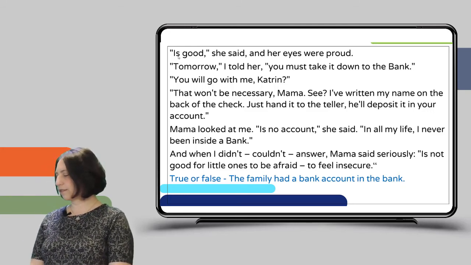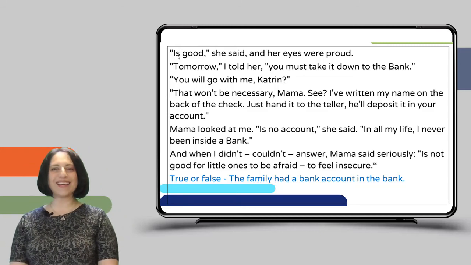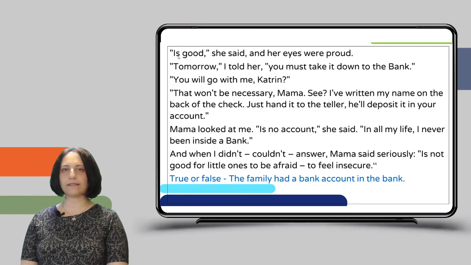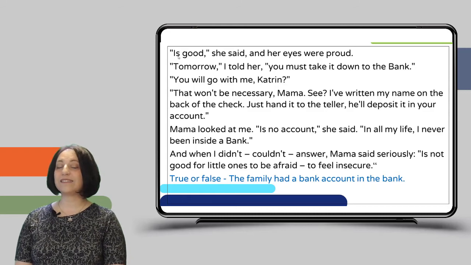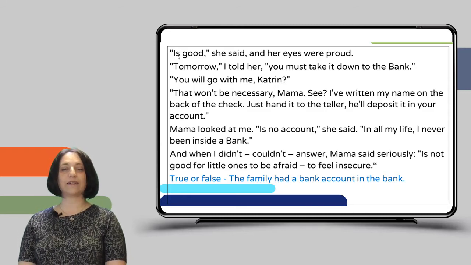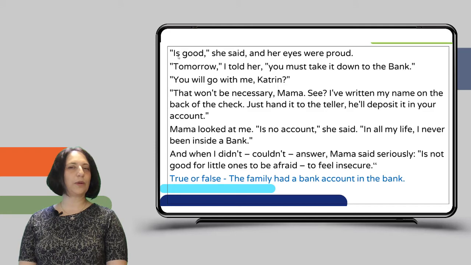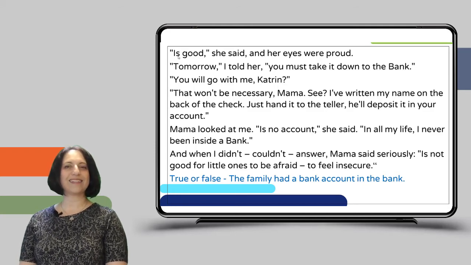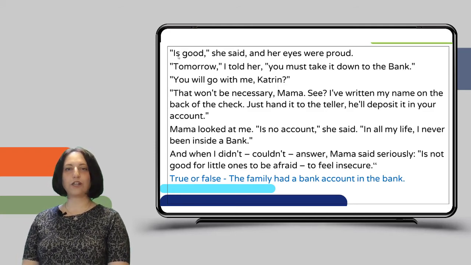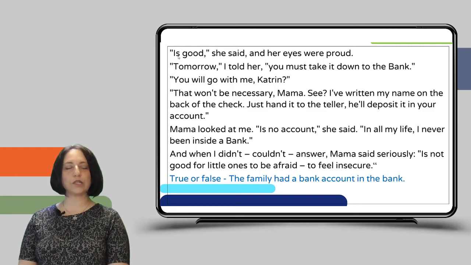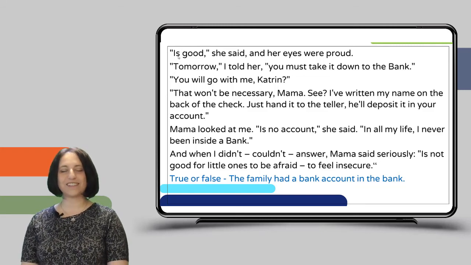True or false? The family had a bank account in the bank. This is the end of the story. Do we know if Mama had a bank account in the bank or not? Have a look in the lines of this part of the story and tell me, students.